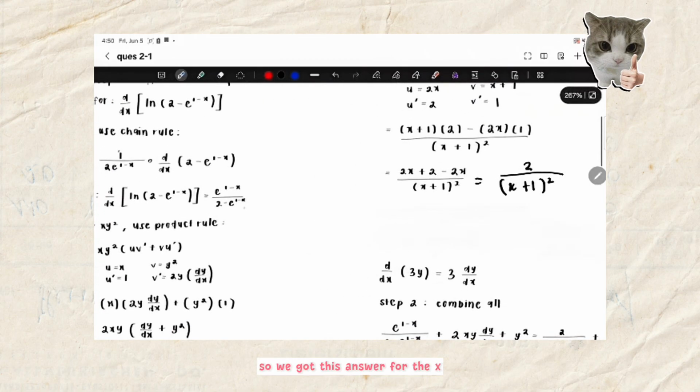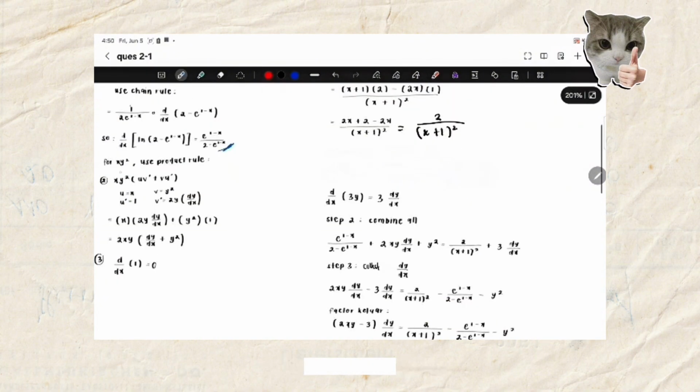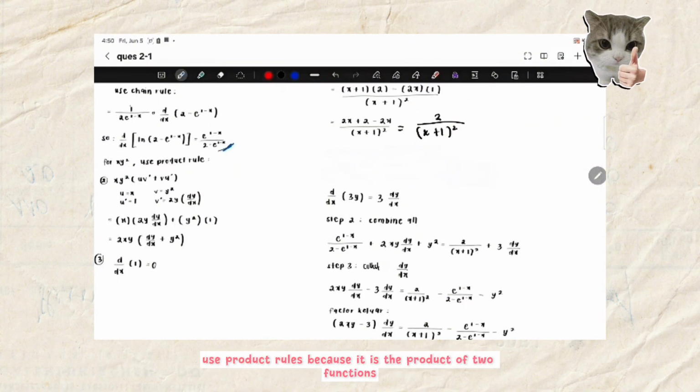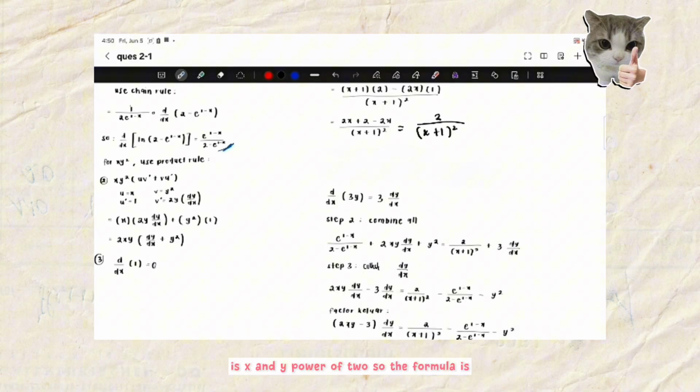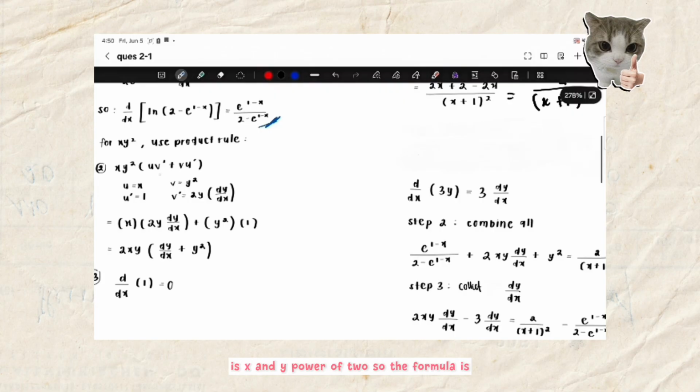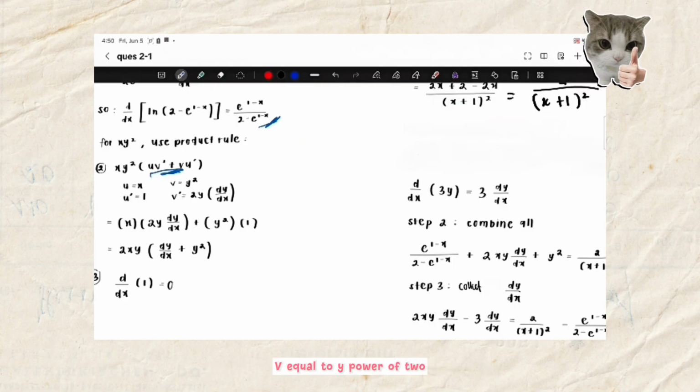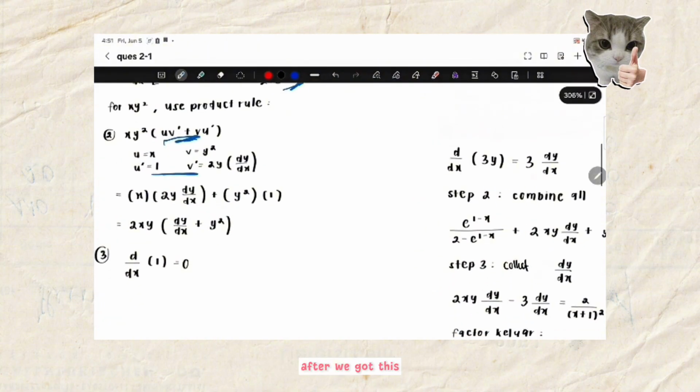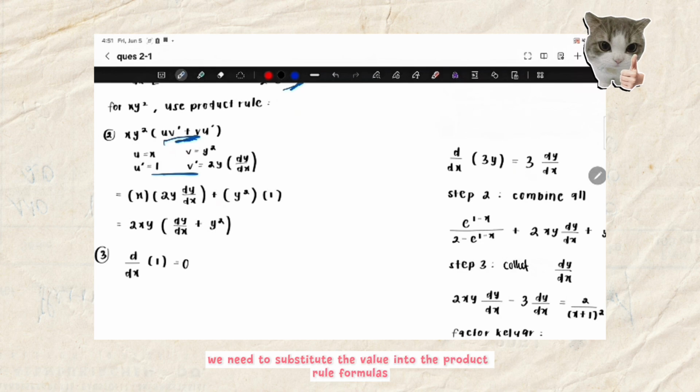So we got this answer. For the xy to the power of 2, use the product rule because it is the product of two functions, x and y to the power of 2. So the formula is this. For the u, we got x, u prime equal to 1, v equal to y to the power of 2, v prime equal to 2y dy dx. After we got this, we need to substitute the values into the product rule formula, which is this formula.